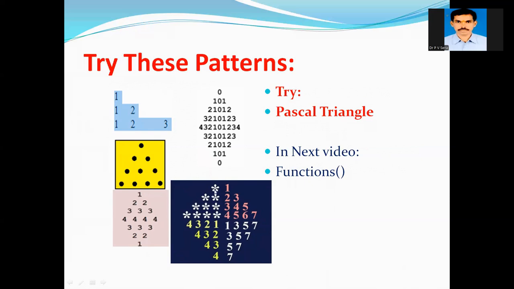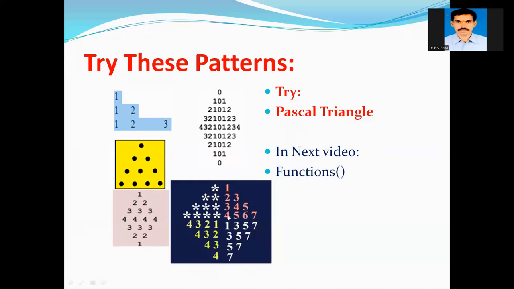Next, you can try these stars. Here spaces are followed by the stars. Then quadrant 2, part 1: 1 2 3, 3 4 5, 4 5 6 7. Quadrant 3, part 1: 3 5 7, 3 5 7, 5 7, and 7. Fourth quadrant: 4 3 2 1, 4 3 2, 4 3, 4. For each quadrant, you need to write a separate program. Then once you combine all these quadrants, you get a diamond shape with stars and values.